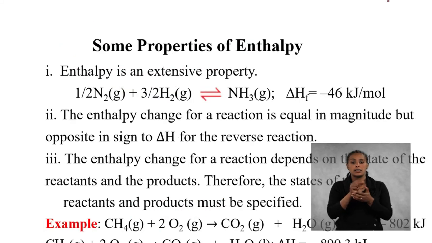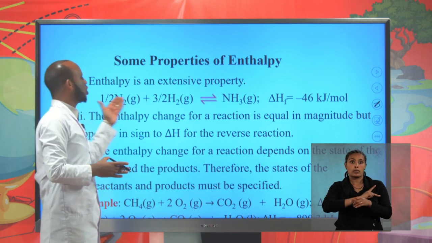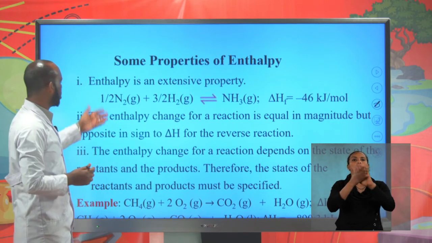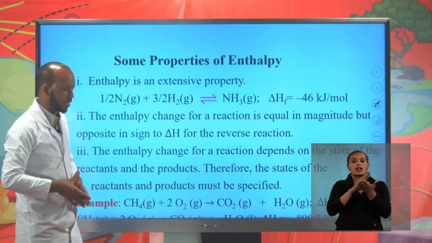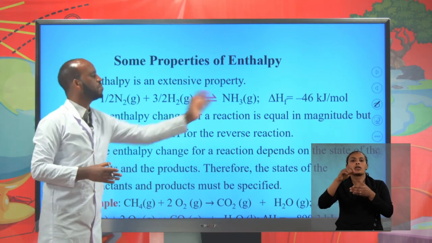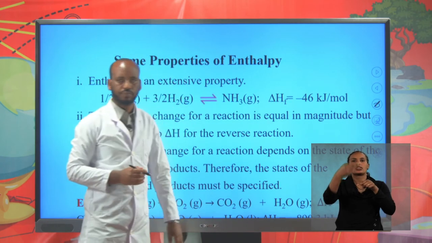Some properties of enthalpy. One, enthalpy is an extensive property. Enthalpy depends on amount. Look at this reaction: half nitrogen gas plus 3 over 2 H2 gas gives 1 mole of ammonia. Now delta H for this reaction, the enthalpy change, is minus 46 kilojoule per mole. The forward reaction is exothermic. If you multiply this reaction by 2, you have to multiply the enthalpy change by 2.